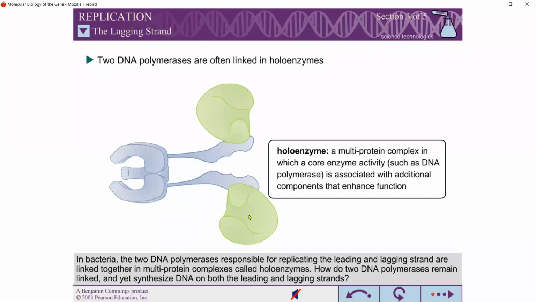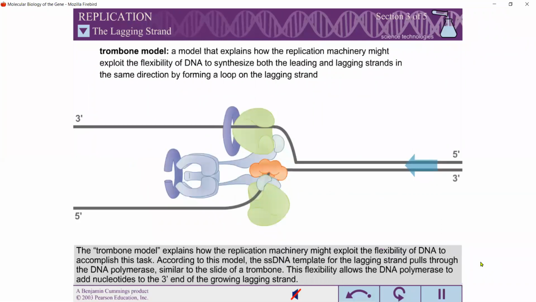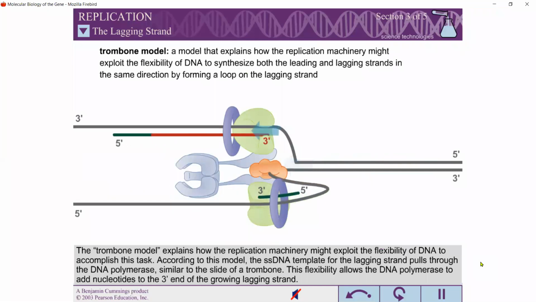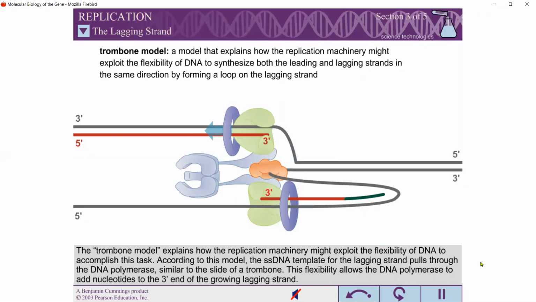Now, how does this happen? So we'll be moving on to the trombone model of DNA replication. Just concentrate and look at the animation first for two seconds. See how the machinery is working.